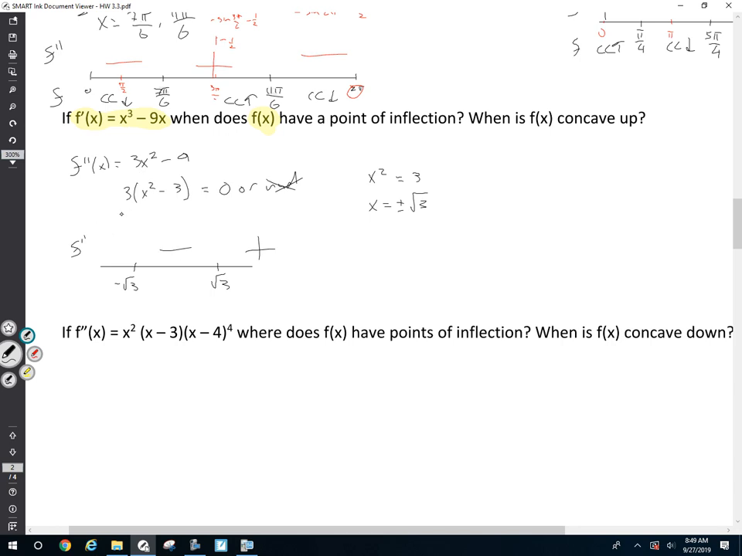10 squared, 100 minus 3. Positive times 3 stays positive. Okay, so there's my second derivative. That's telling me f is concave up, concave down, concave up. So points of inflection, concave up when x is less than negative root 3, when x is greater than root 3.